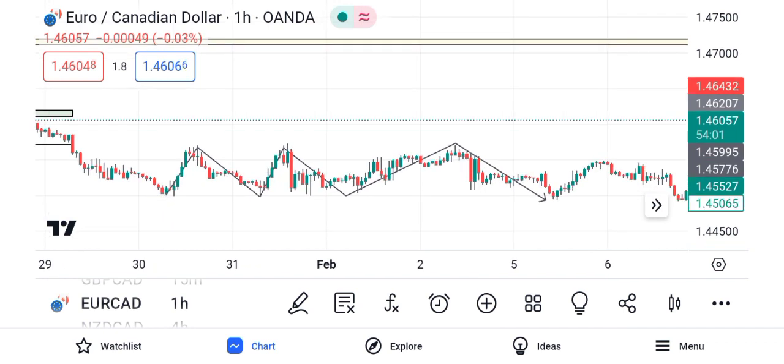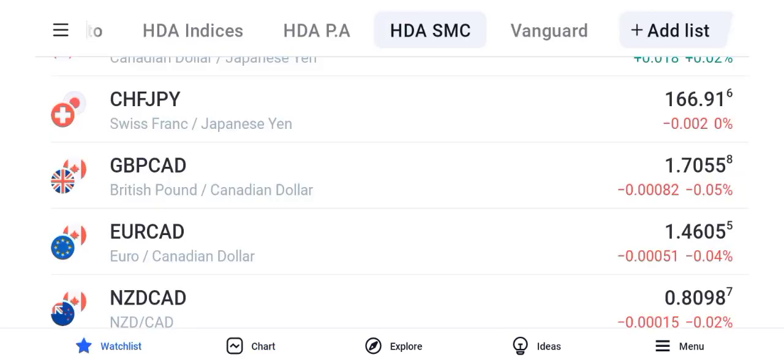So it's very, very simple. Let's try to keep things basic and very simple. So the trick here is to zoom out your chart in order for you to get a clearer picture of the current market structure. Now guys, we've come to an end of this lesson.